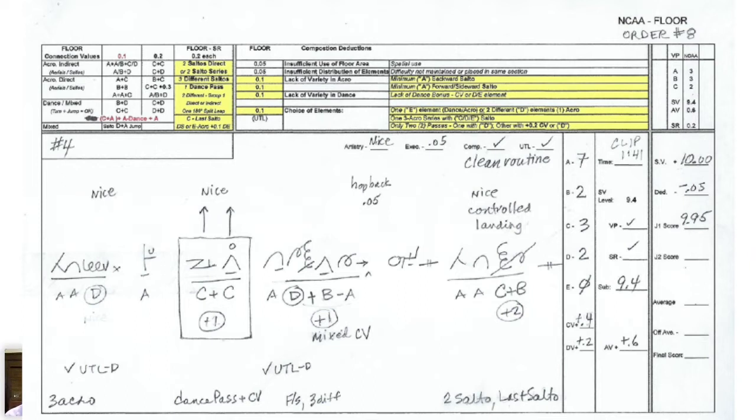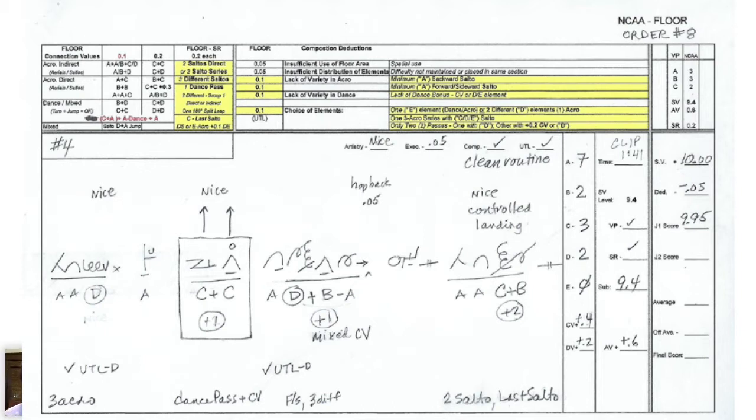She had what I considered a very clean routine. I had nice on the double back, nice on the dance series, a slight hop backward after the front tuck in the middle pass, nice controlled landing on the final pass. So I have nothing in artistry, 0.5 in execution, no deduction in composition or the UTL.